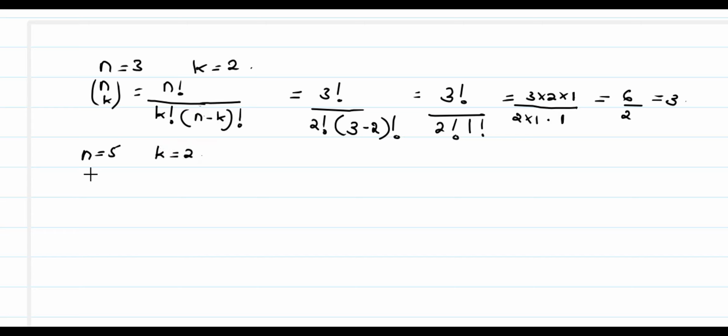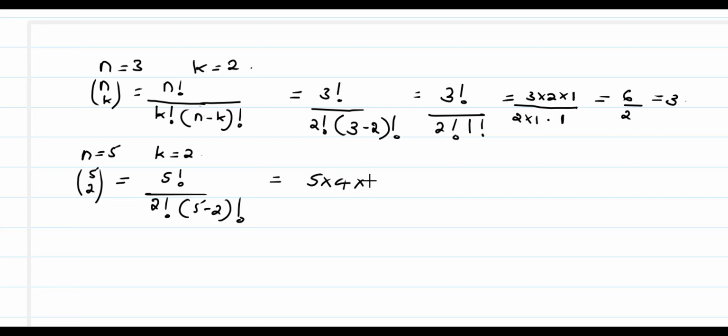So we are told to pick 2 fruits from the 5, which is given by 5 factorial over k factorial, which is 2, times 5 minus 2 factorial. 5 factorial is the same as 5 by 4 by 3 by 2 by 1, divided by 2 factorial, which is 2 by 1, then multiplied by 5 minus 2, which is 3, so 3 factorial. So 3 factorial will be 3 by 2 by 1.